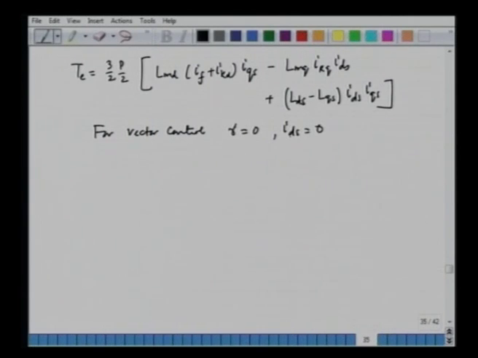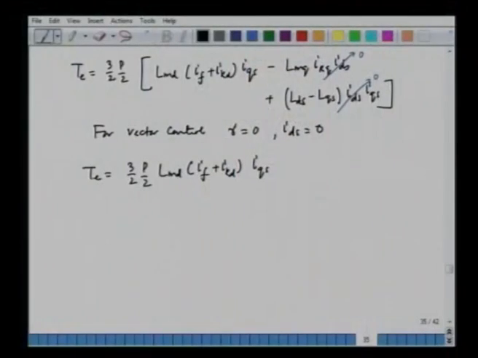So if you put IDS equal to 0 in this equation, what happens? This quantity will vanish. We have an IDS here, and this IDS will be 0, and similarly here also this quantity will be 0. So we can write down the expression for the torque. Te is equal to 3 by 2 into p by 2 into (LMD IF plus IKD) into IQS. This expression is simpler than the complete torque equation, but yet it involves IKD. IKD is the damper d axis current.